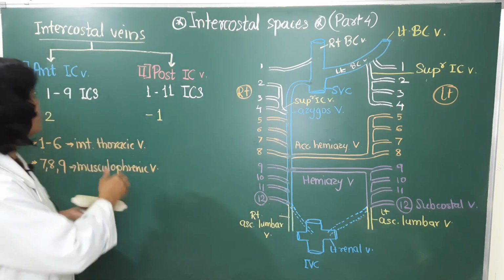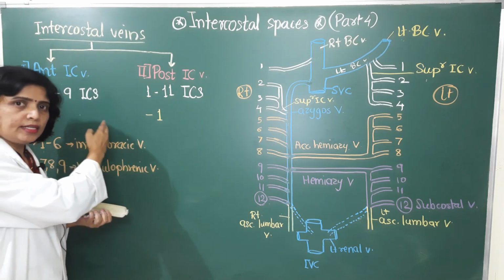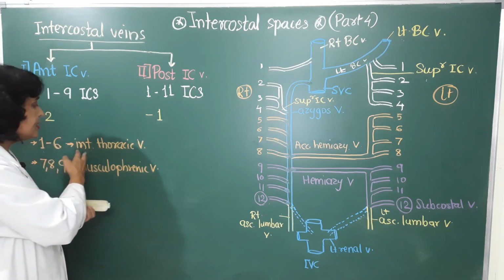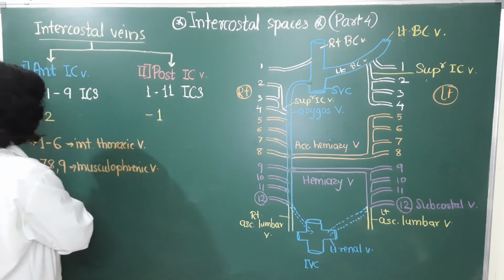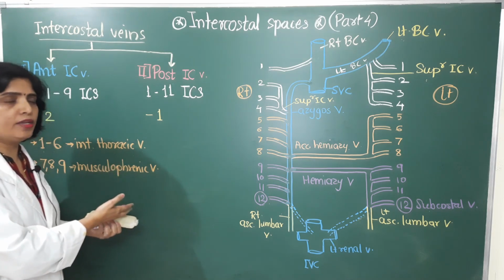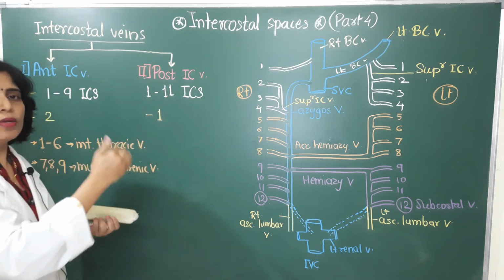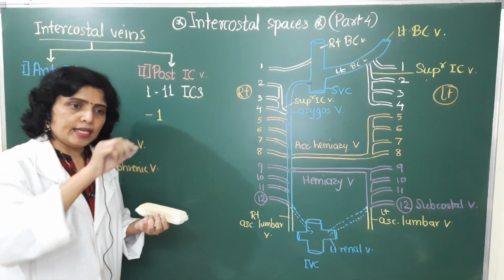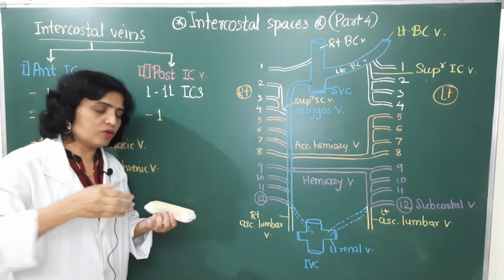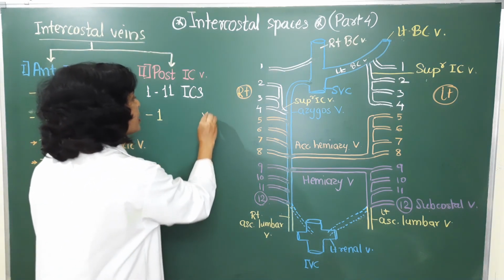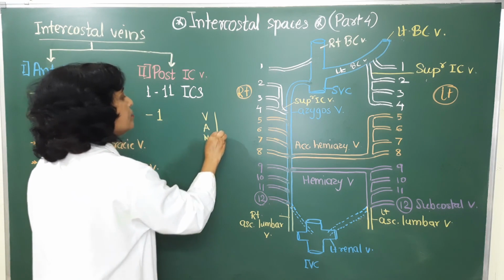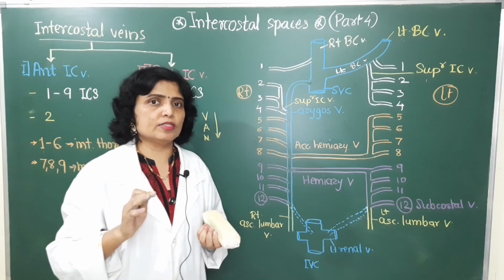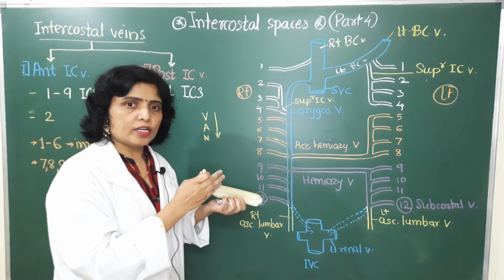Anterior intercostal veins are present in the first to the 9th intercostal spaces, two in each space. The first to the 6th open into the internal thoracic vein, and the 7th, 8th, and 9th open into the musculophrenic vein. On the posterior side, the posterior intercostal veins occupy a major portion of the intercostal space in the costal groove, with the relation from above downwards as vein, artery and nerve, in the same neurovascular plane, between the innermost intercostal and internal intercostal muscles. So that is about the intercostal veins.